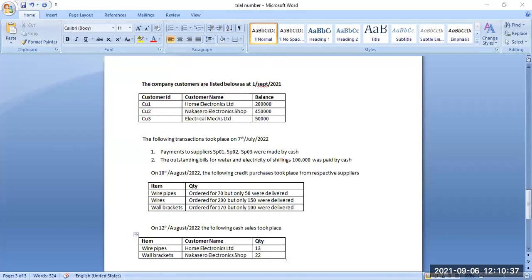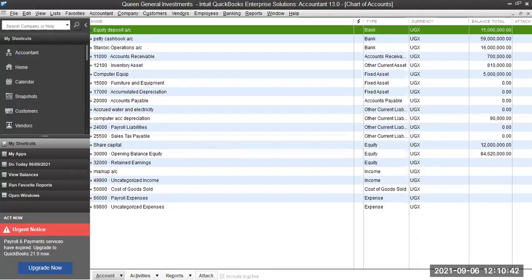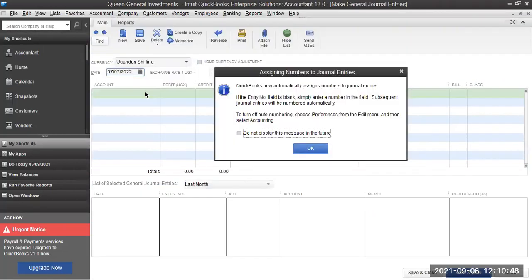Let me go back to my account and see. I don't know why. Let me try. Then as the amount for the petty cash book reduced. Yes, the amount for the petty cash book reduced, but accrued water is still there.